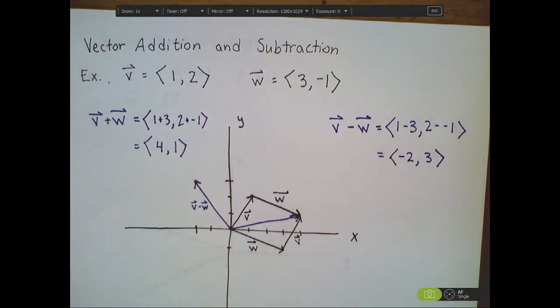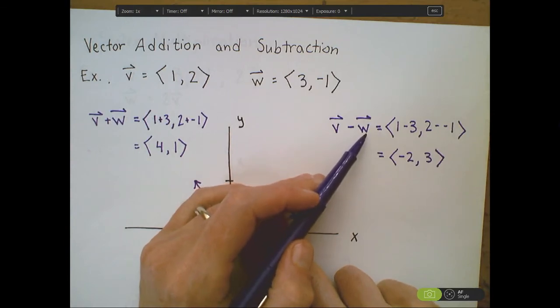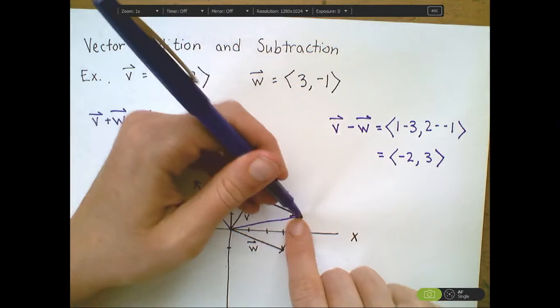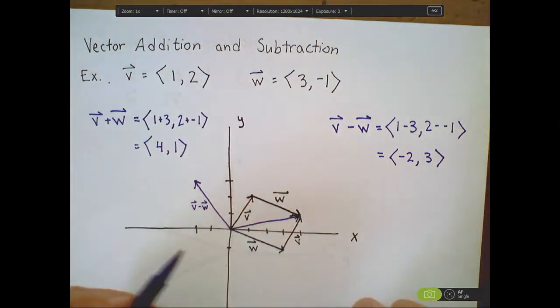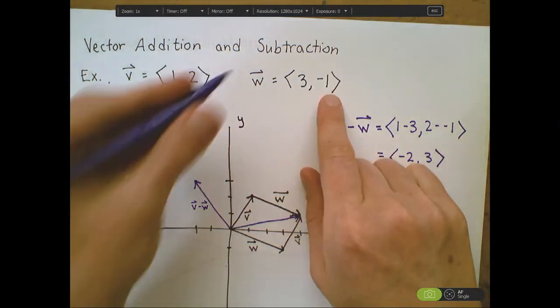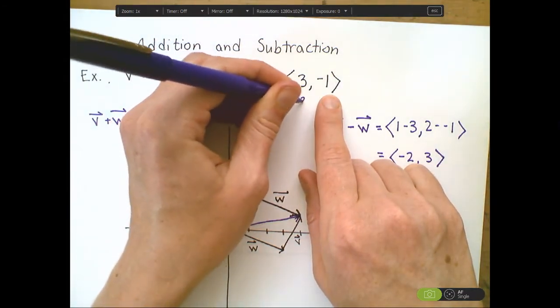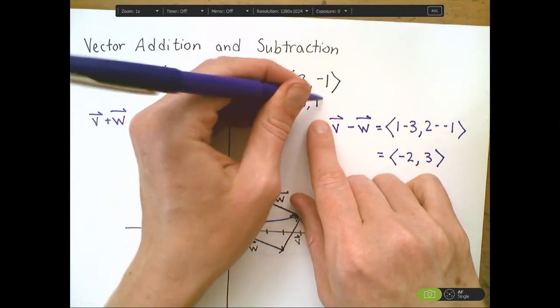And how can I visualize this? Well, there are a number of ways to think about it, but one way is to add the negative of w. That's the way that I like to think about it. So I travel in the v direction, and then instead of adding on w, I'm going to add on the negative of w, which is w just flipped in the opposite direction. So instead of 3, -1, negative w is going to be -3, +1.